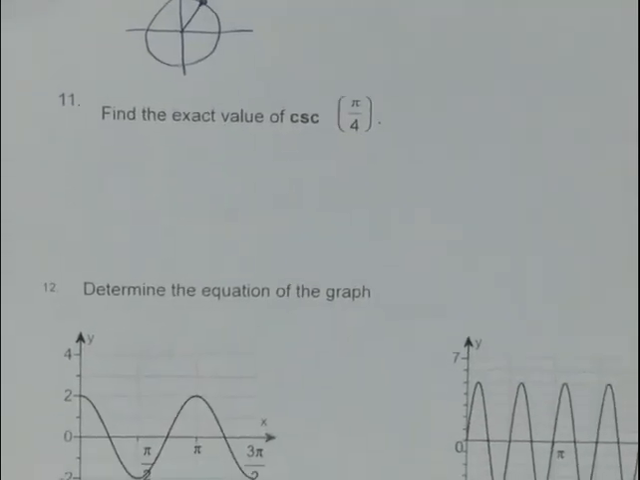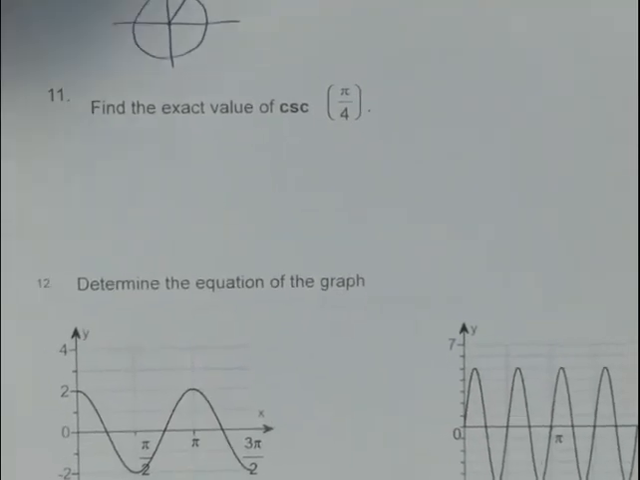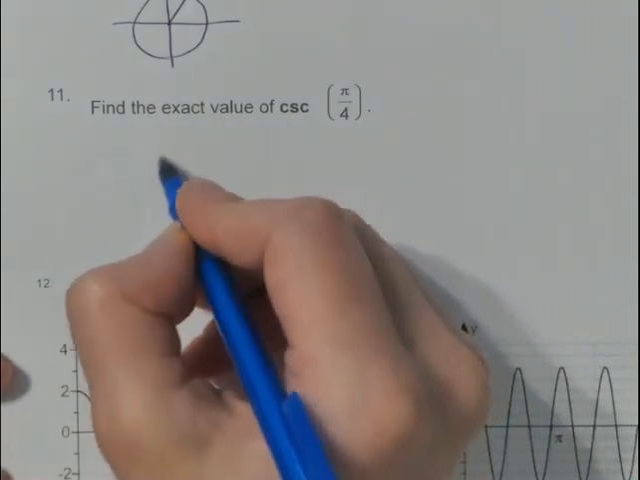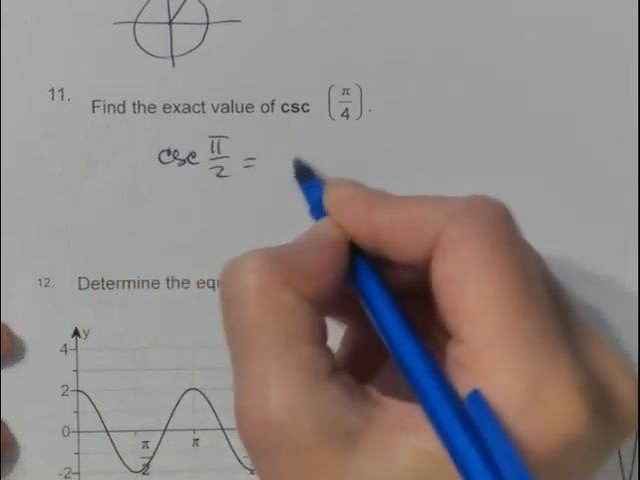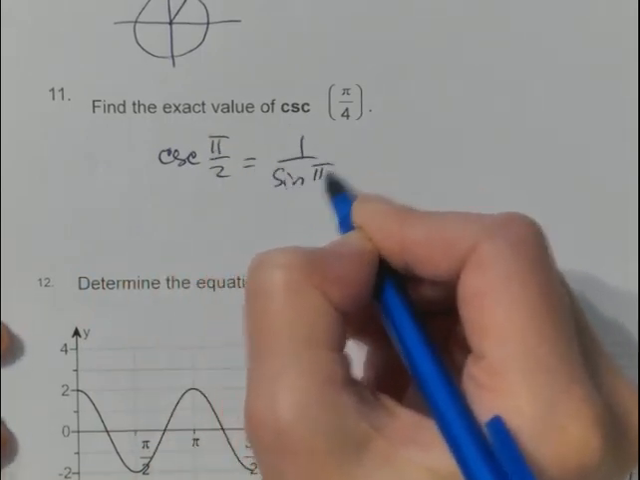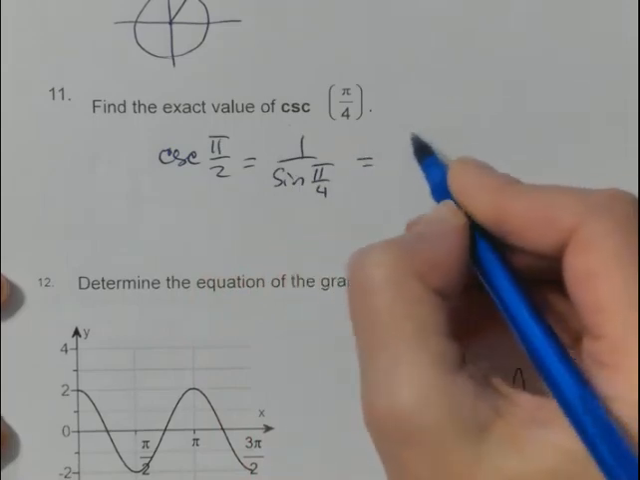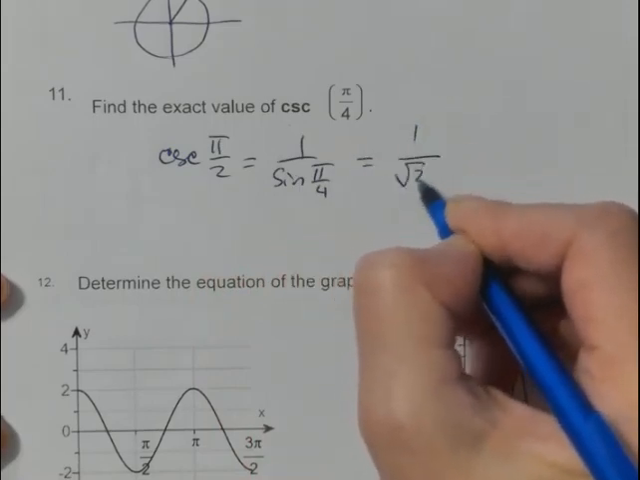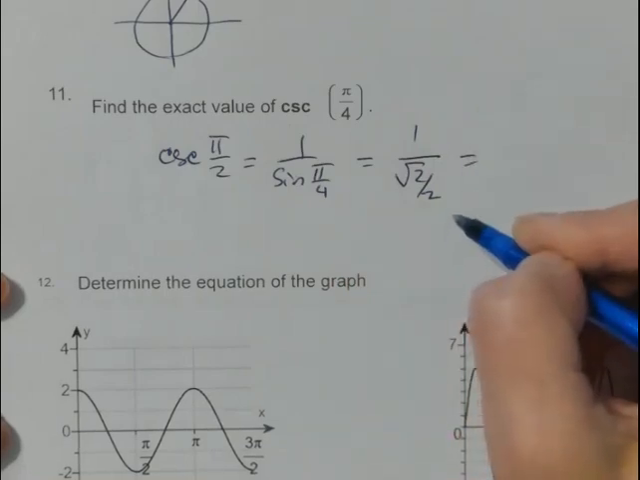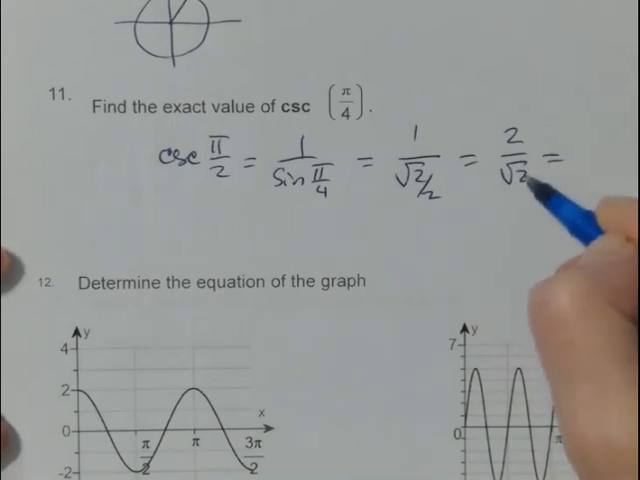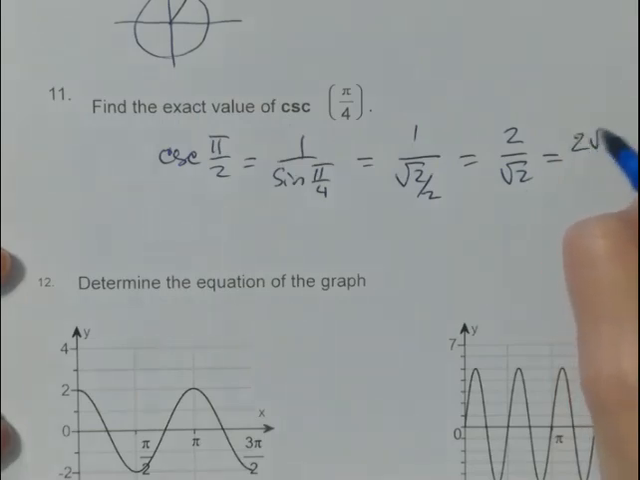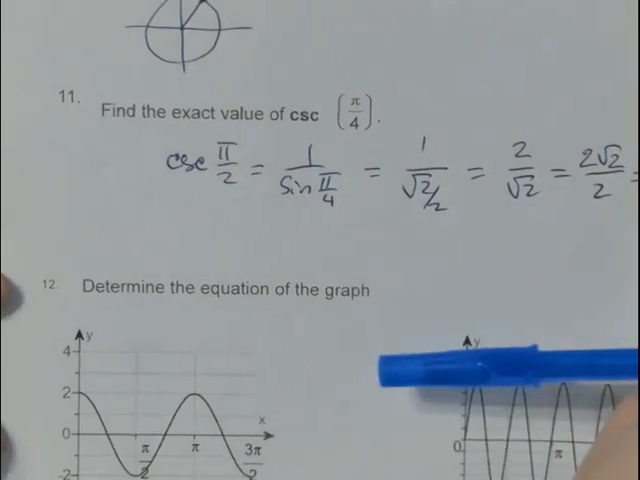And a similar problem: find the exact value of cosecant of pi over 4. Again, cosecant of pi over 4 is 1 over sine of pi over 4. Sine of pi over 4 is square root of 2 over 2. Reciprocal of square root of 2 over 2 is 2 over square root of 2. Or you can multiply by square root of 2 numerator and denominator. It will be 2 square root of 2 over 2 square root of 2.